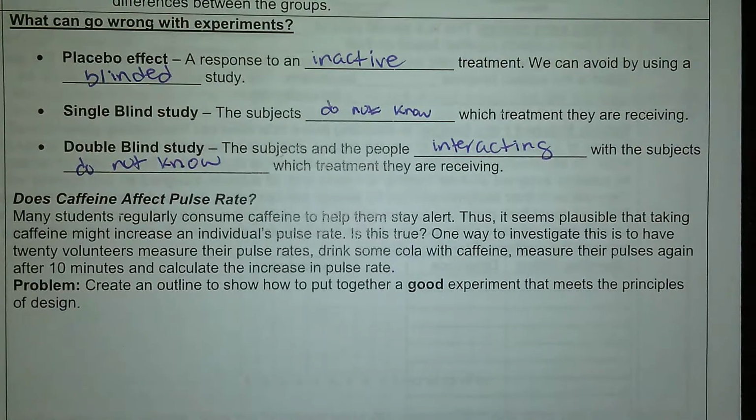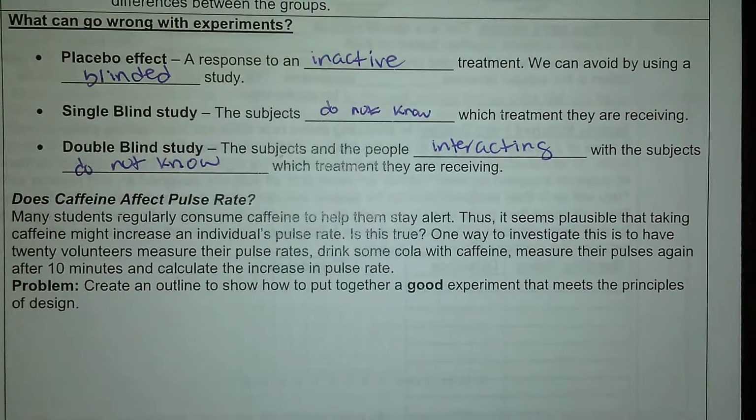So, back to our example. Does caffeine affect pulse rate? Well, many students regularly consume caffeine to help them stay alert. Thus, it seems plausible that taking caffeine might increase an individual's pulse rate. Is that true? Well, one way to investigate this is to have 20 volunteers measure their pulse rates, drink some Coke, and measure their pulses again after 10 minutes and calculate the increase in pulse rate. So we're going to create an outline to see if this is a good experiment here.